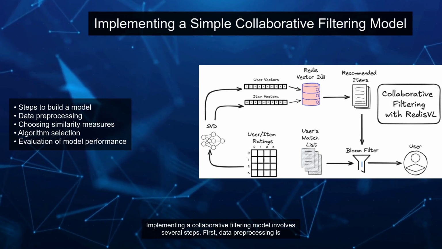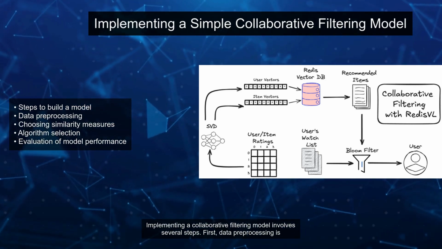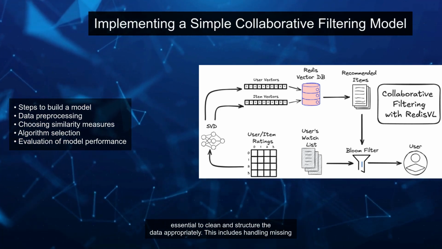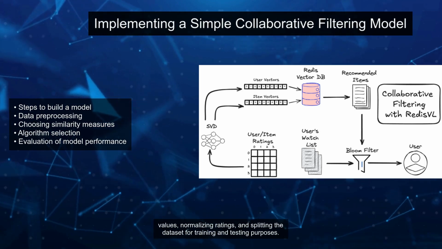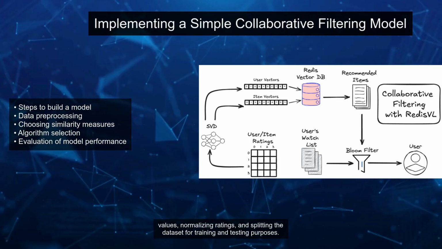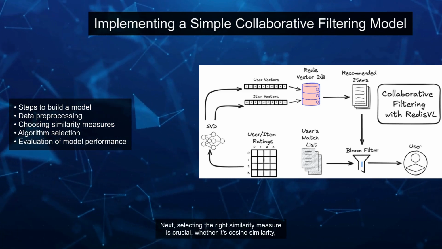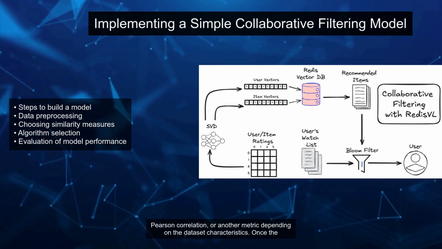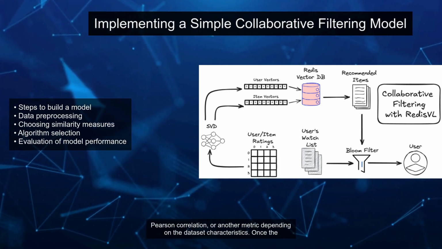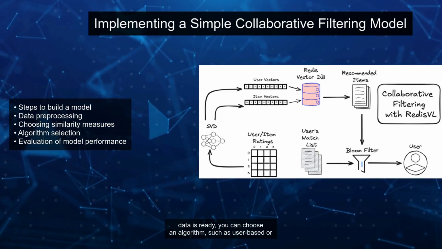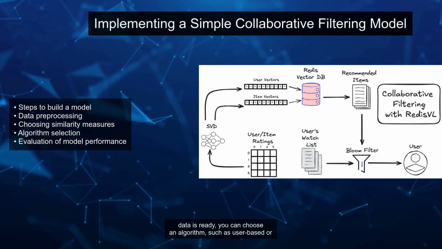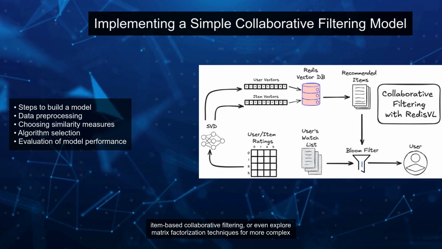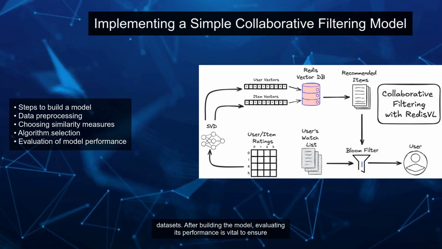Implementing a collaborative filtering model involves several steps. First, data pre-processing is essential to clean and structure the data appropriately. This includes handling missing values, normalizing ratings, and splitting the dataset for training and testing purposes. Next, selecting the right similarity measure is crucial, whether it's cosine similarity, Pearson correlation, or another metric depending on the dataset characteristics. Once the data is ready, you can choose an algorithm, such as user-based or item-based collaborative filtering, or even explore matrix factorization techniques for more complex datasets.